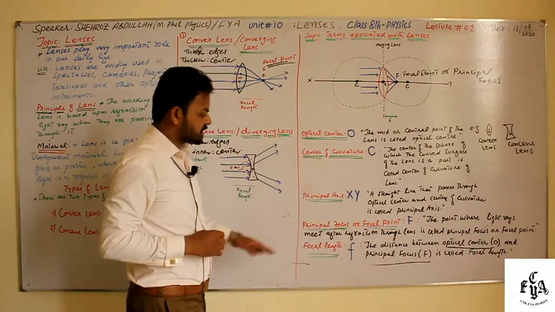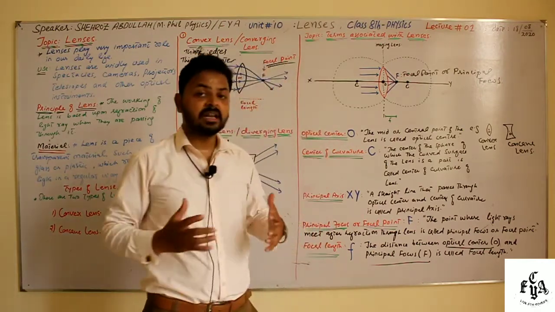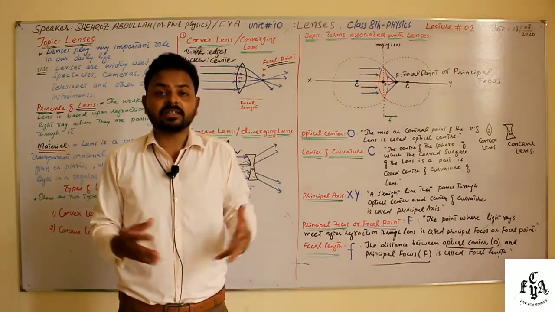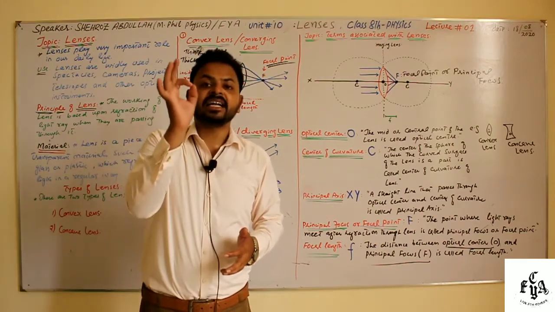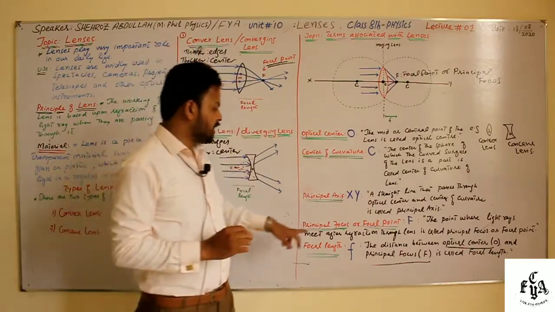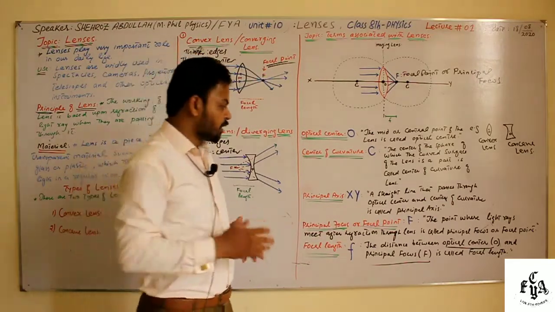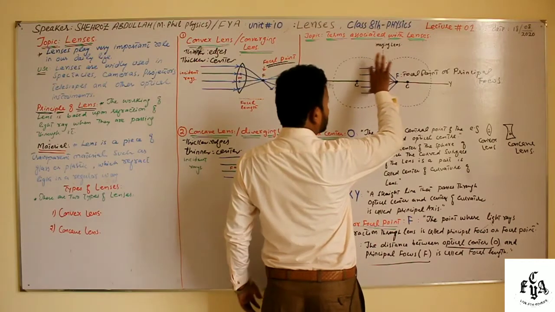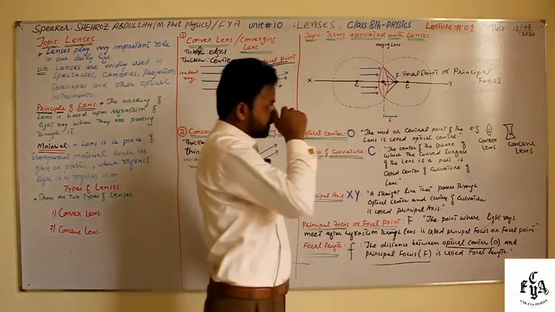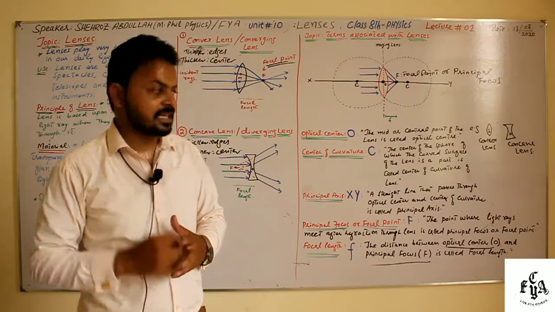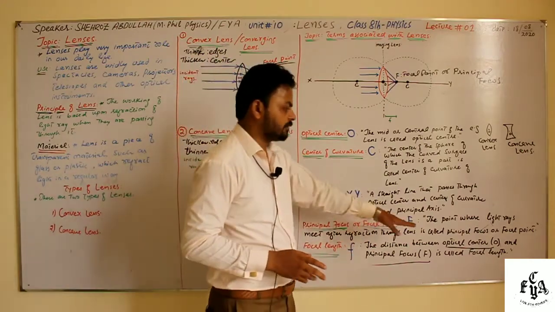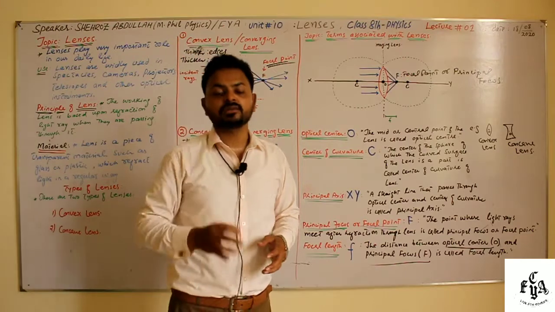Now coming towards the principal focus or focal point, capital F. The point at which all the incident rays meet after refraction through a lens is known as the principal focus or focal point, capital F. Look, incident rays come in, and after refraction through this lens they meet at a certain point, known as capital F. It is also known as the principal focus or focal point, the point where the rays meet after refraction through a lens.